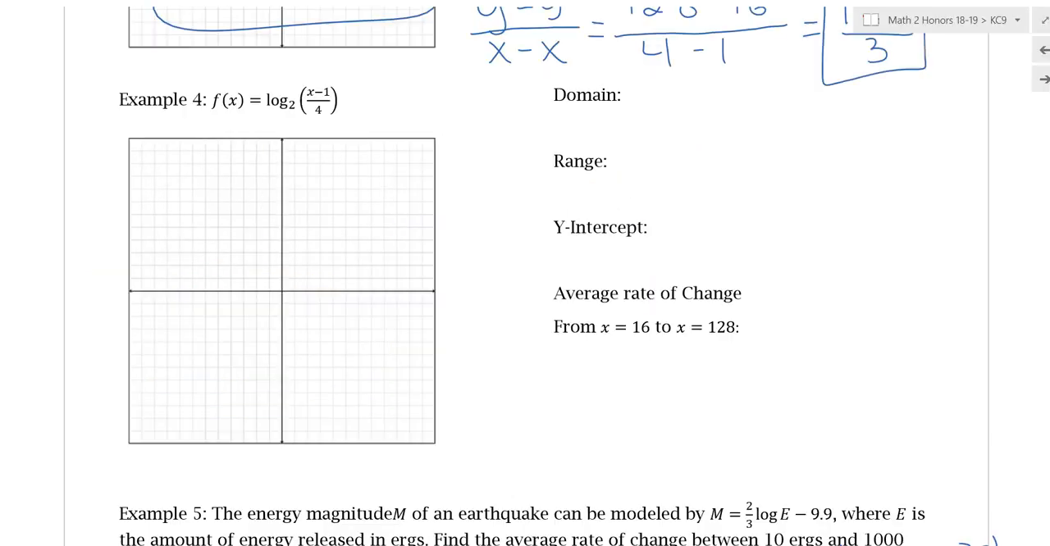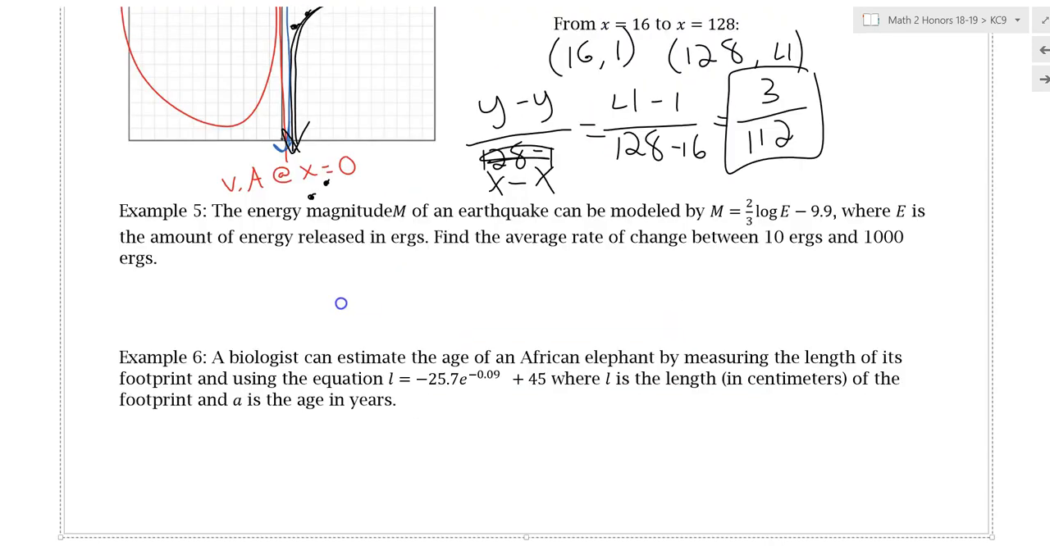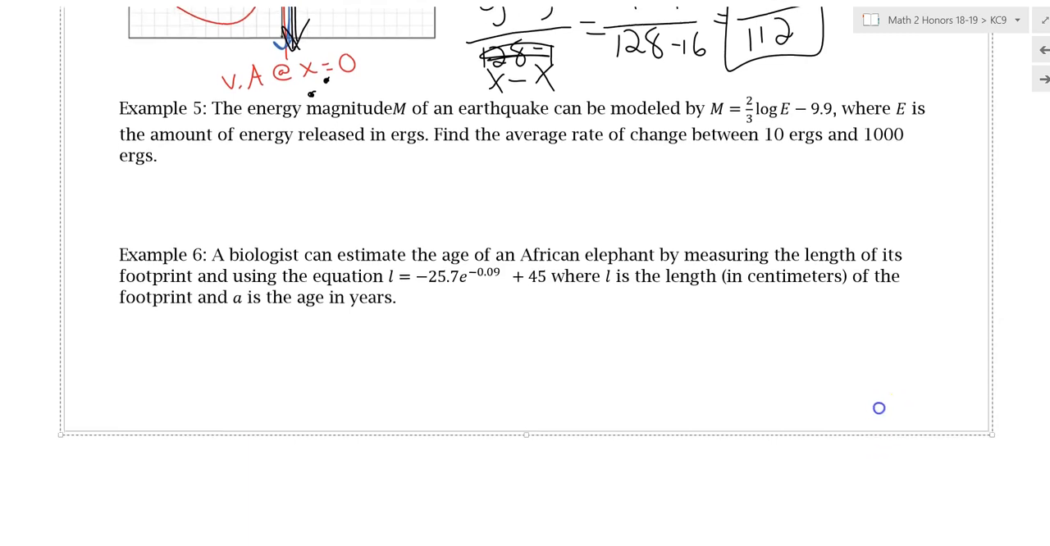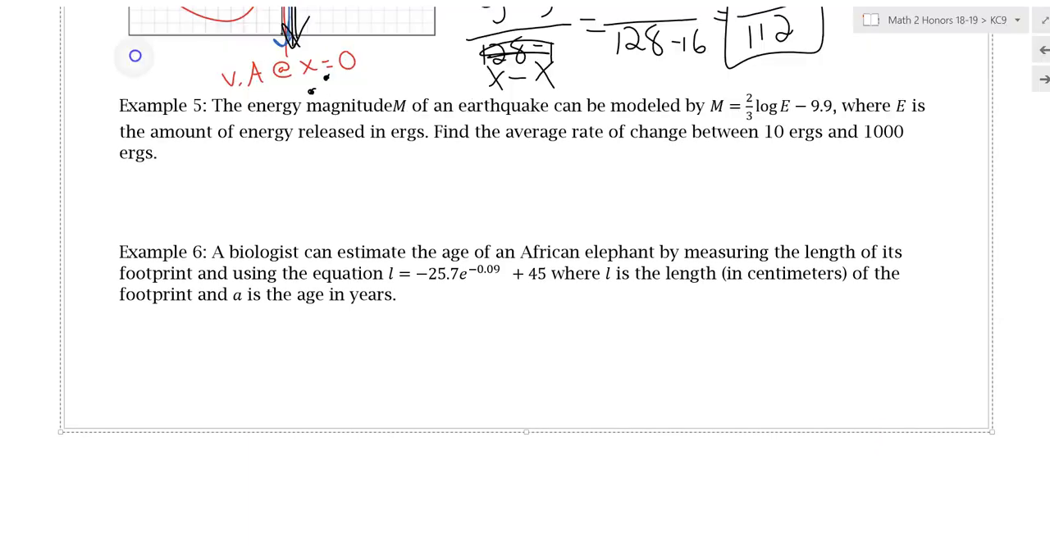All right, we're going to do example 4 in class. Again, practice some of those calculator things, and all of that when we have a calculator. So just go ahead and jump down to example number 5. Looking at examples 5 and 6, these are just some quick word problem, rate of change problems.